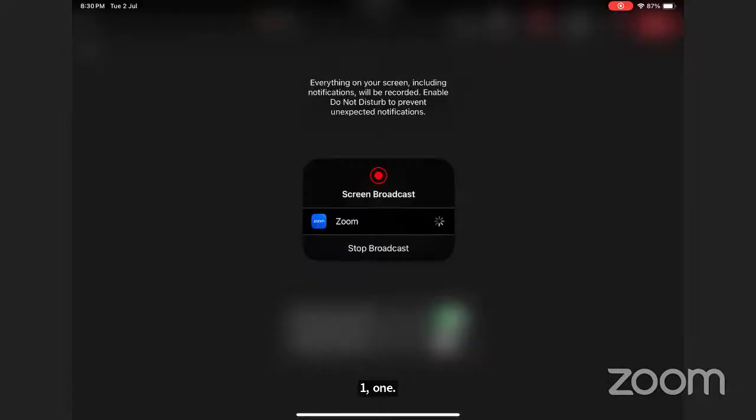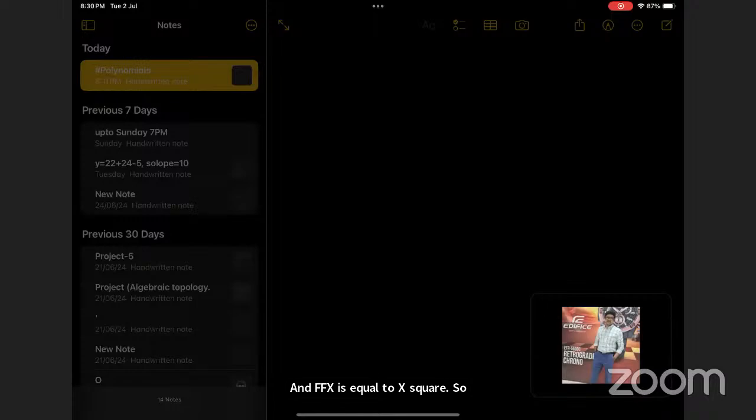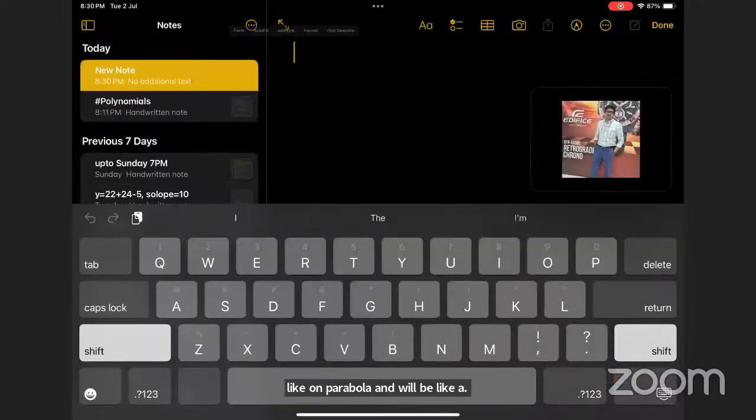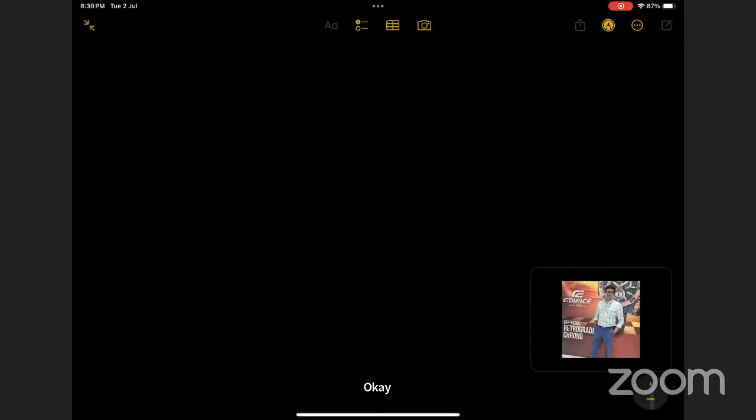Ma'am, if two polynomials are intersecting at the same points, for example, I have f of x equal to x cube and f of x equal to x square. One will be like a parabola, one will be like a cubic going from right to left. Are you able to see my screen now? Yes, ma'am, it is visible.